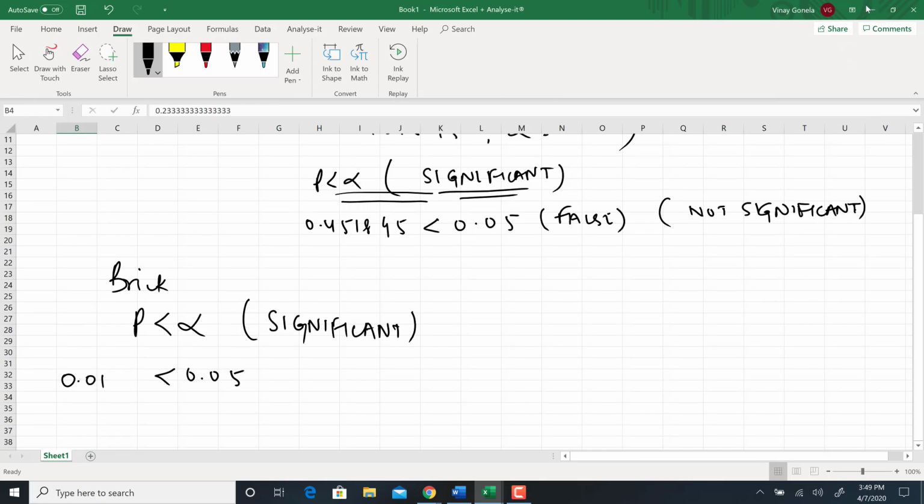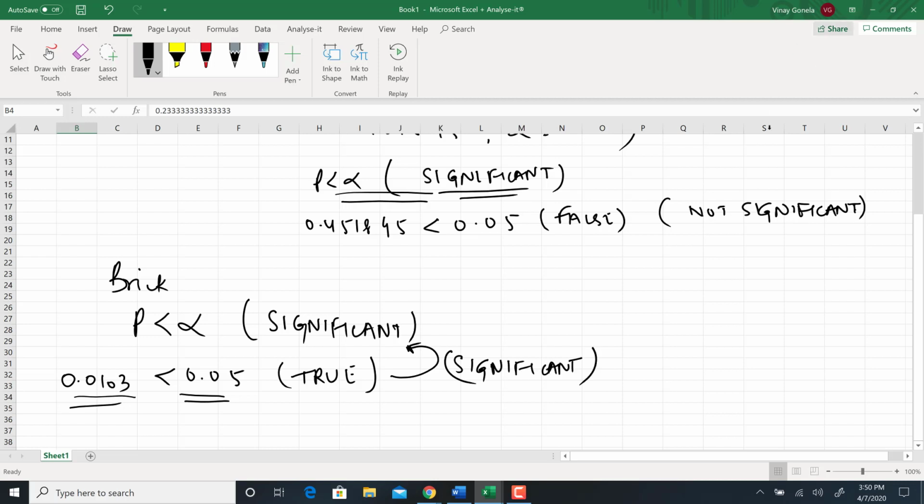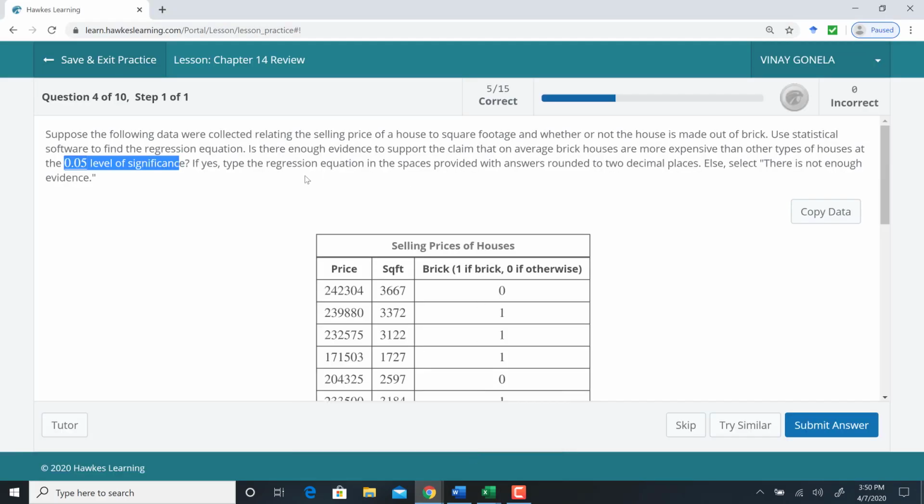0.0103. Is this statement true? 0.0103 is less than 0.05. This is a true statement. So that means that factor is significant. So if it is a significant factor, they are asking us, if yes, type the regression equation. So now I have to type the regression equation.